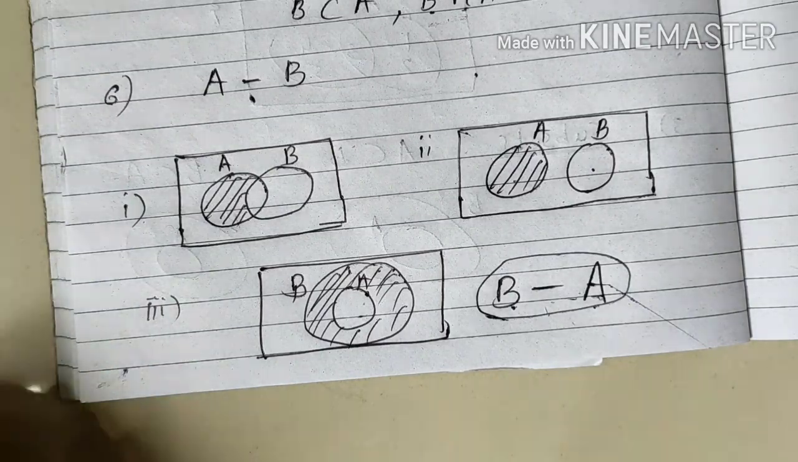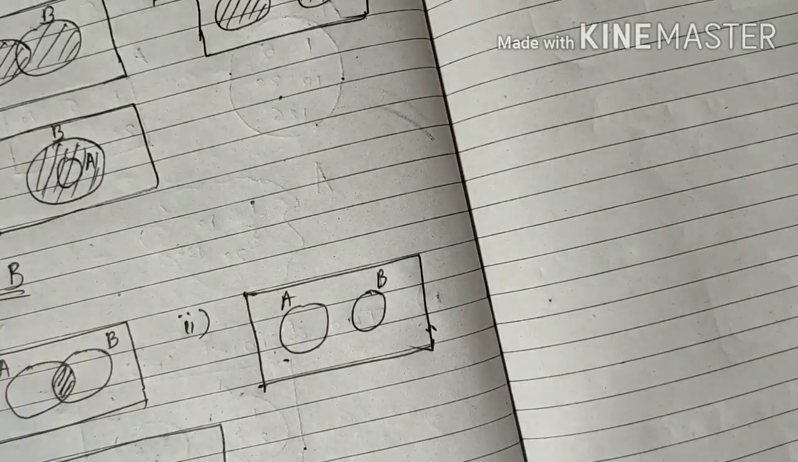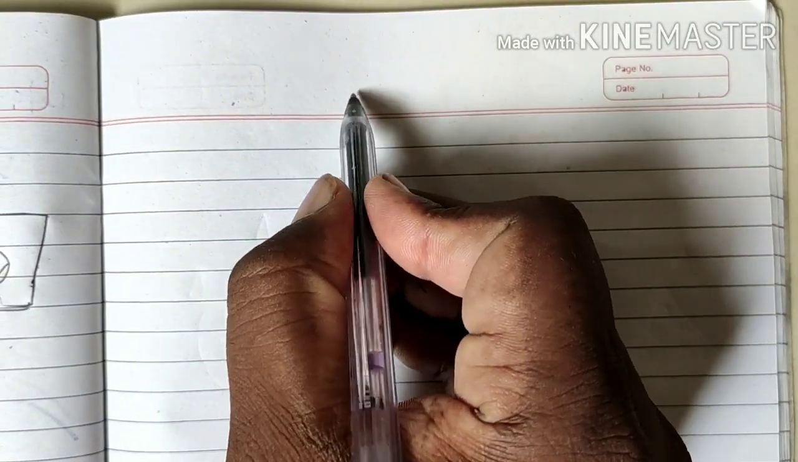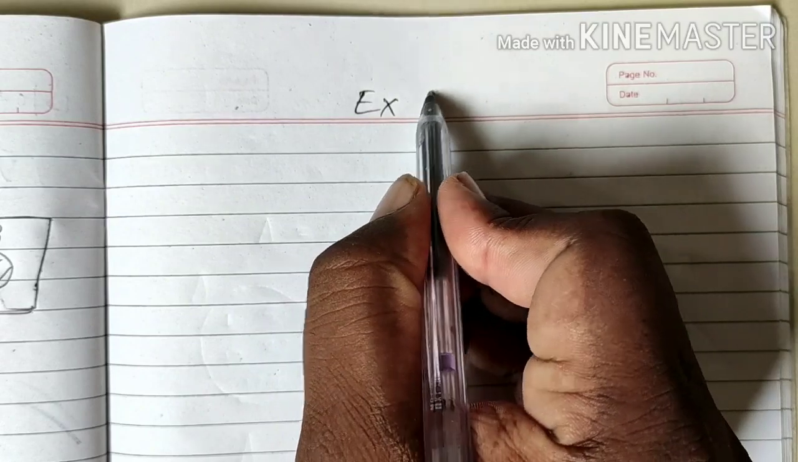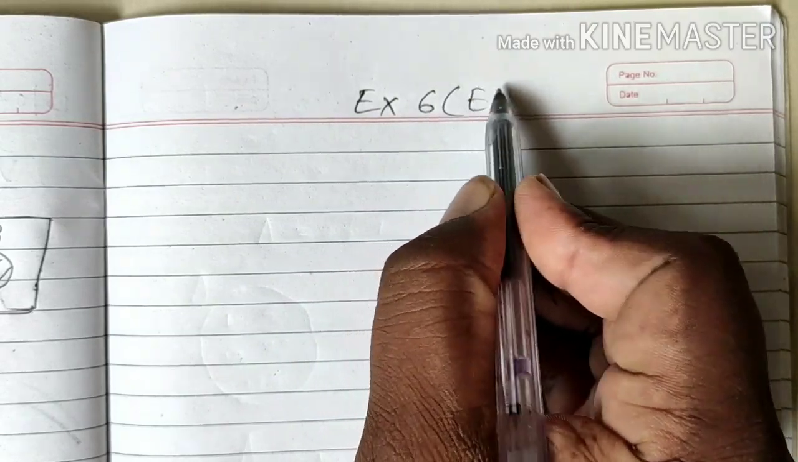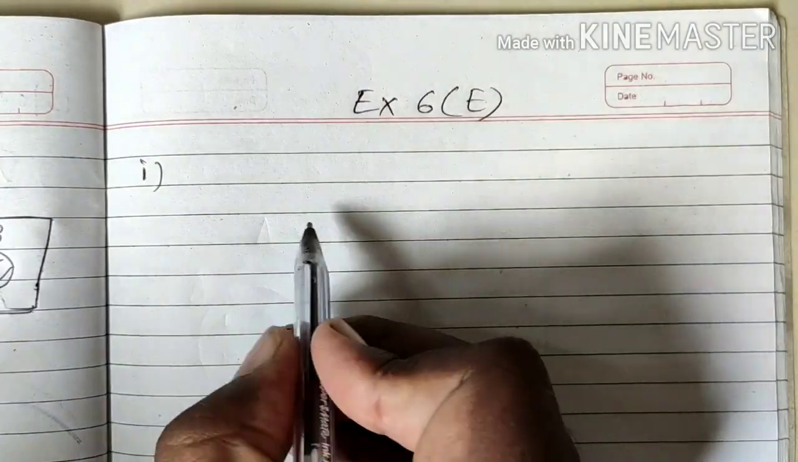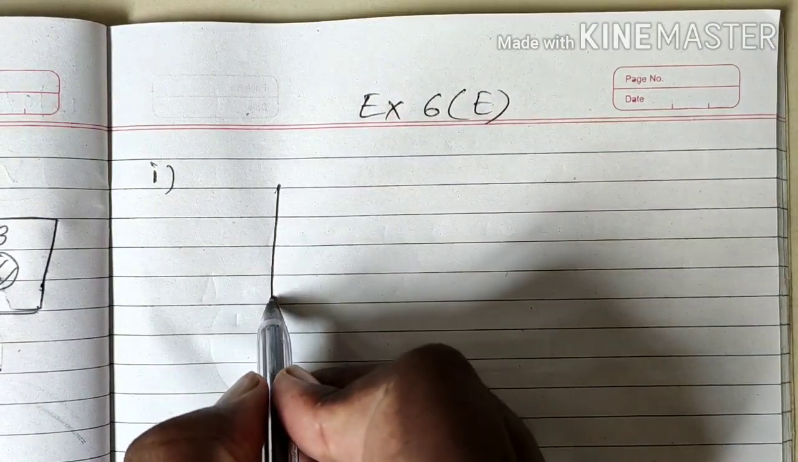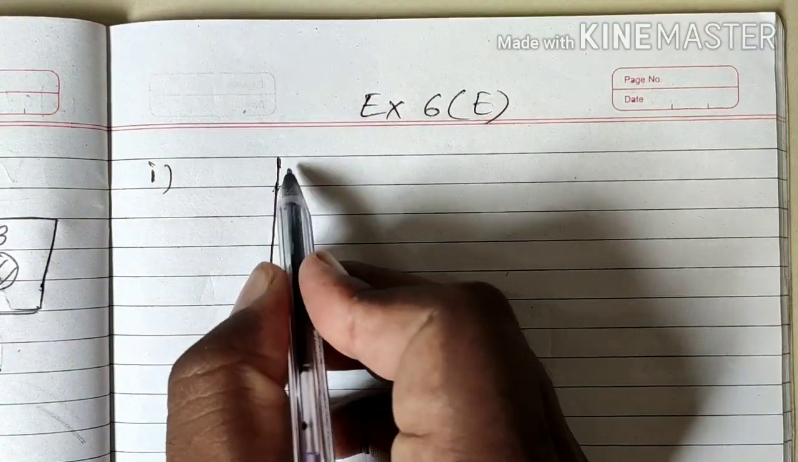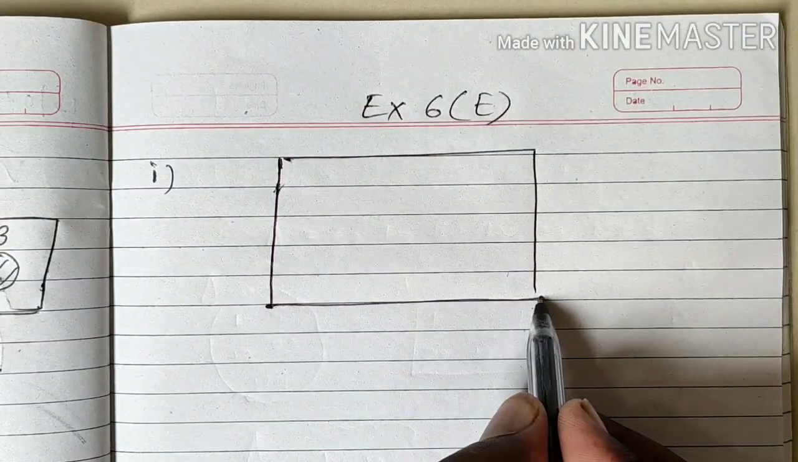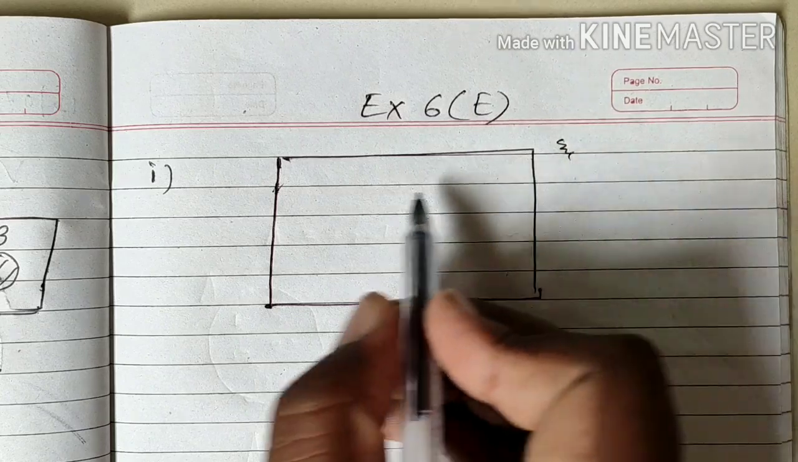So by using all these basic things, let us start with exercise 6E. We are starting with exercise 6E. It is the last exercise of our chapter and it is a very simple exercise. Okay. See, there is a Venn diagram given in our textbook. Question number 1 is this. A Venn diagram is given to us.